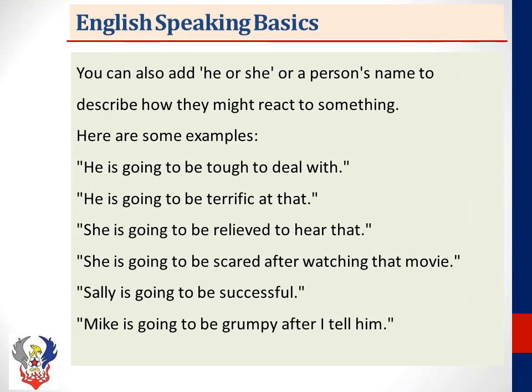You can also add he or she or a person's name to describe how they might react to something. Here are some examples. He is going to be tough to deal with. He is going to be terrific at that. She is going to be relieved to hear that. She is going to be scared after watching that movie. Sally is going to be successful. Mike is going to be grumpy after I tell him.